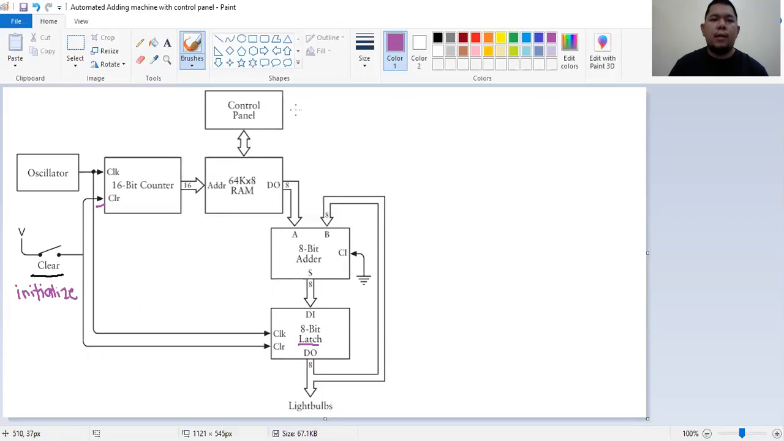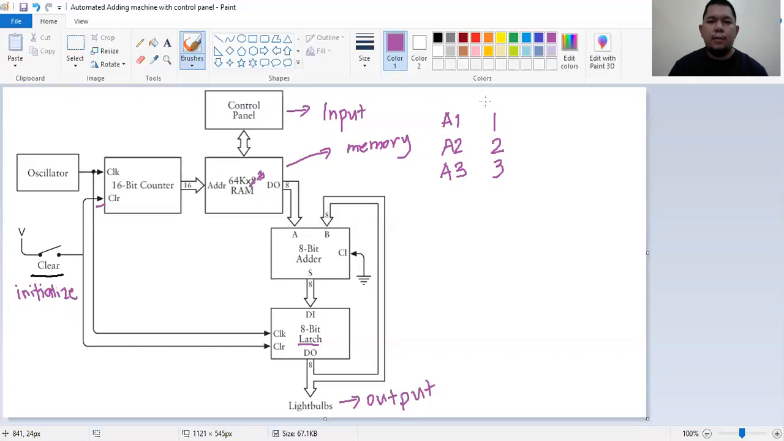Again, the control panel is actually our input, and the light bulbs are our output. What happens is our control panel is going to input on our RAM, which is our memory. Let's say it's only for 3 bits. Let's say we use decimal instead. So let's say the control panel inputs the first address 1. Let's say this is address 1, this is address 2, this is address 3. We input address 1 with a 1, address 2 with a 2, and address 3 with a 3. So let's say this is the value.